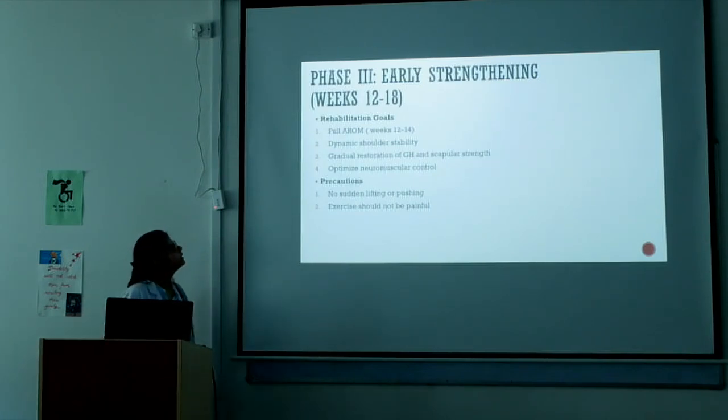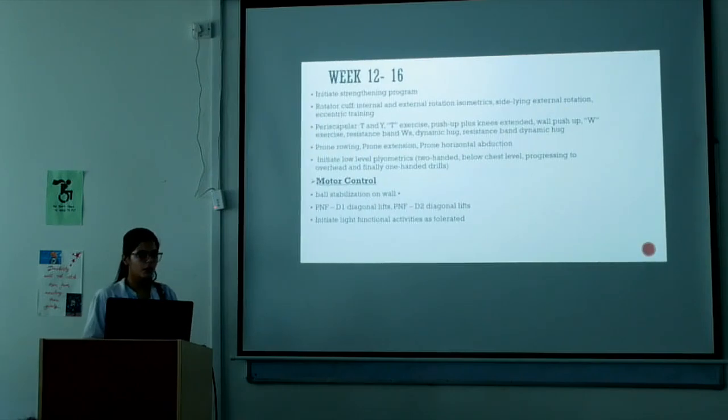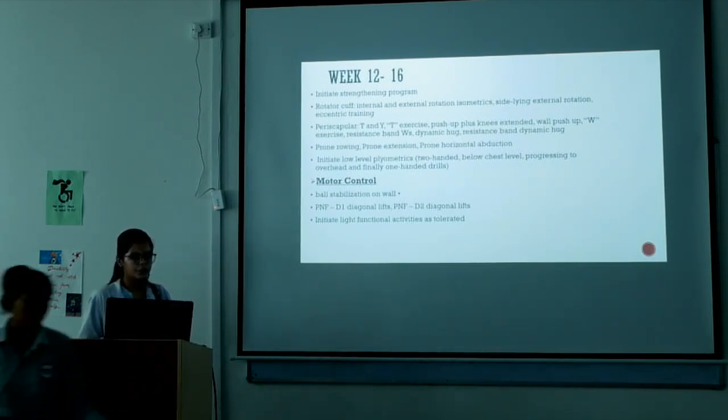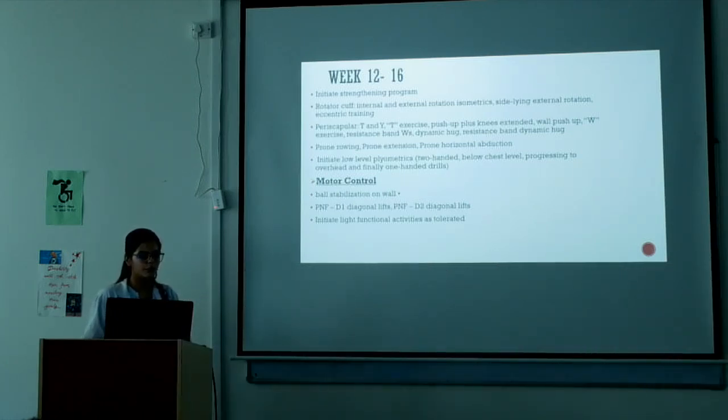Phase 3 would be the early strengthening phase, from weeks 12 to 18. The rehabilitation goals would be full active ROM, dynamic shoulder stability, gradual restoration of glenohumeral and scapular strength, and optimized neuromuscular control. From week 12 to 16, initiate the strengthening program: periscapular I, T, Y exercises for the periscapular muscles, low-level plyometrics, and internal and external rotation isometrics. And for motor control, PNF D1 and D2 diagonal patterns.